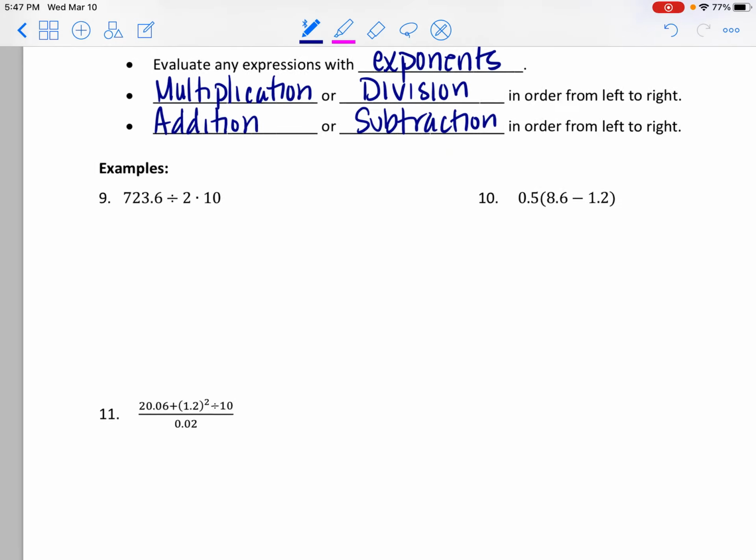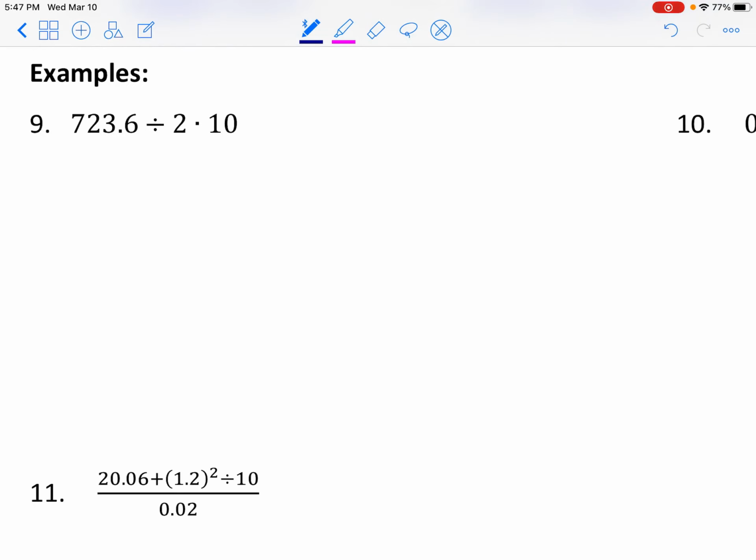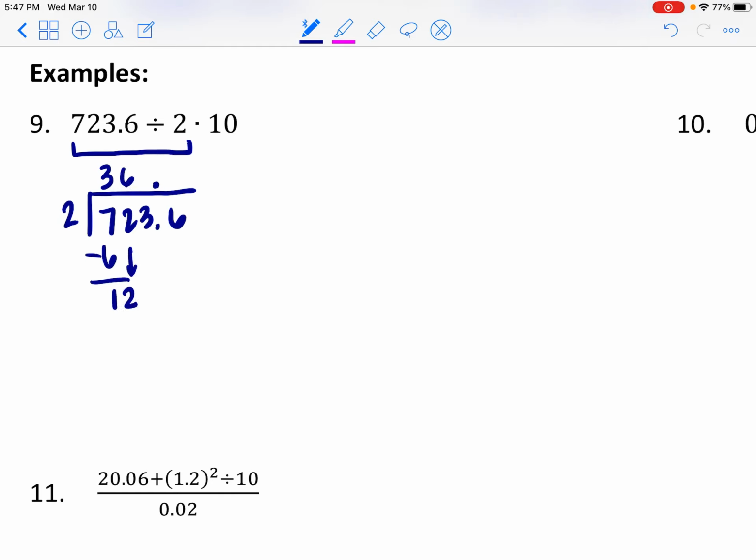Okay? So for example, on number 9, division and multiplication means we're going to go left to right. So first, we got to take care of this piece right here. So 723.6 divided by 2. How many times is 723.6 divided by 2? So it's going to go into 7 3 times. It's going to go into 12 6 times. It's going to go into 3 once.